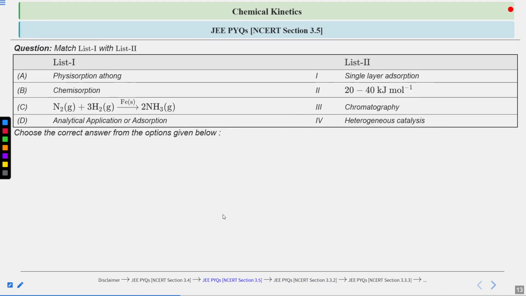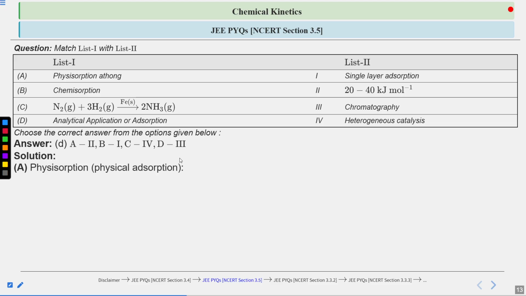So for this given question, the correct answer is option D, that is A connecting with second, B with the first, C with the fourth, and D with the third. So the A in list one is physisorption, which is also known as physical adsorption.